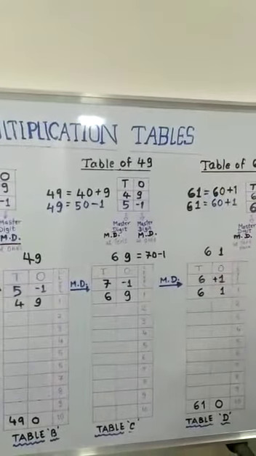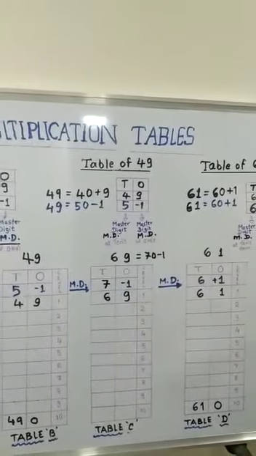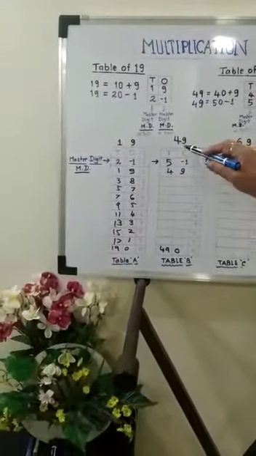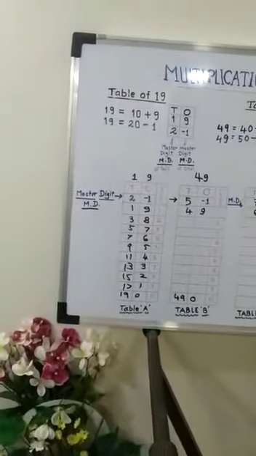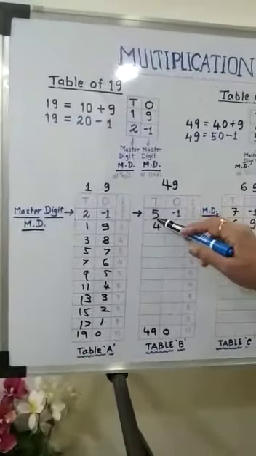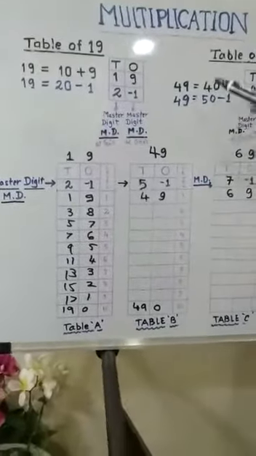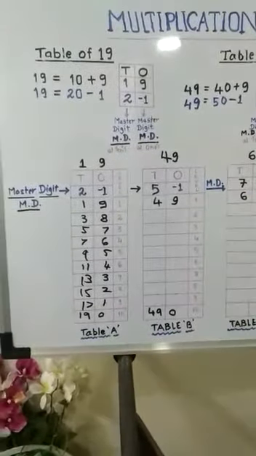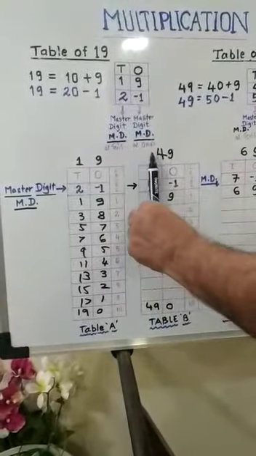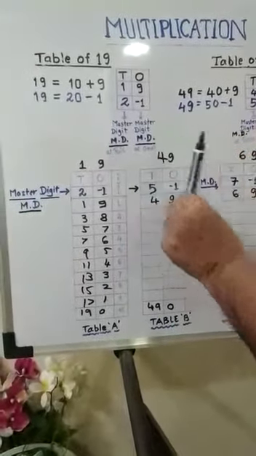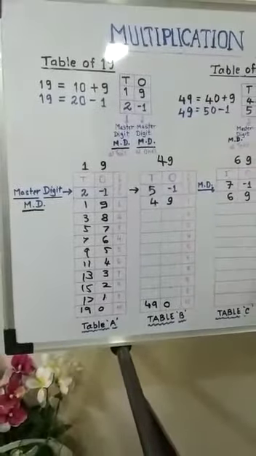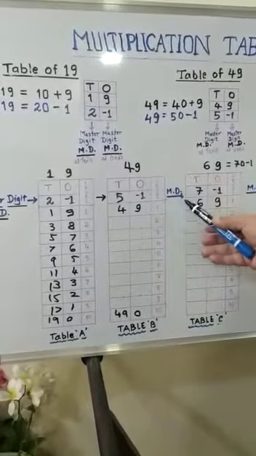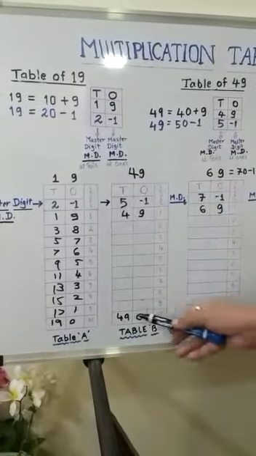Now using these master digits, you will see how we can prepare the table of 49 in a few seconds. First, let us write down these master digits, 5 and minus 1. To complete the table we need the numbers over here. We will start with the ones place, and then we'll get the numbers in the tens place. What is the last number we can see here? 49, because we already know that 49 ones are 49 and 49 tens are 490.